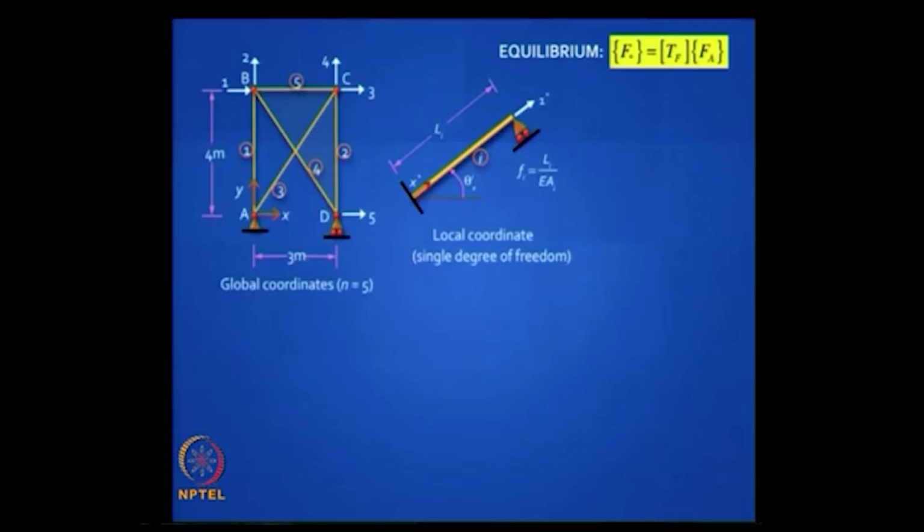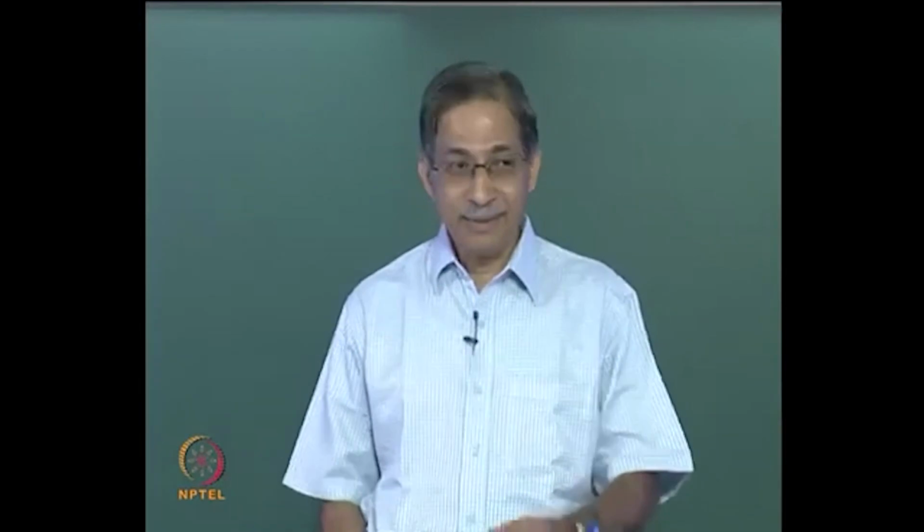How do I get the first column in the TF matrix? Apply unit load where? At 1. So it is called apply F1 equal to 1. Then how do I get the second column? F2 equal to 1. So I have to apply 5 times and 1 at a time. Is it clear? Let us do one of them. So this is my force transformation matrix. 5 by 5, it turns out to be a square matrix. It is a unique matrix, it is interesting.